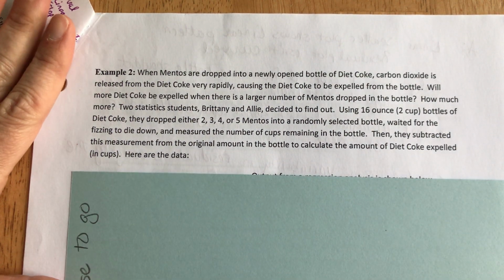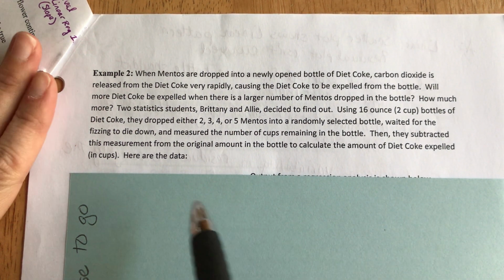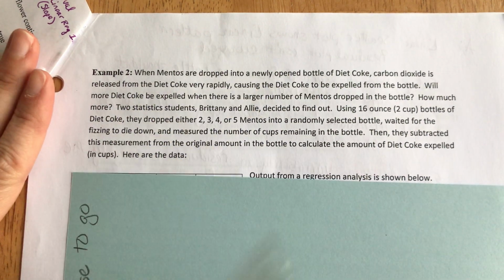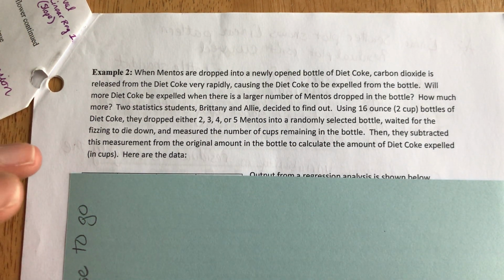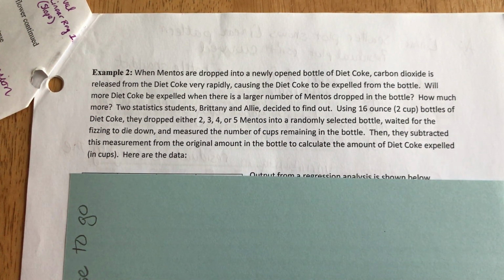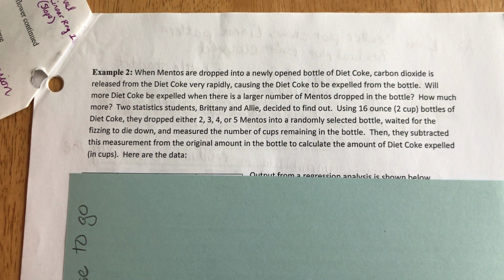Okay, so in example 1, we put all the data in a calculator and we got the information out of a list when we were given the data set. For example 2, we're talking about when Mentos are freshly dropped into a newly opened bottle of Diet Coke, carbon dioxide is released from the Diet Coke very rapidly, causing Diet Coke to shoot out everywhere, right? How much more Diet Coke is going to be shot out of the bottle when there is a larger number of Mentos dropped in the bottle?